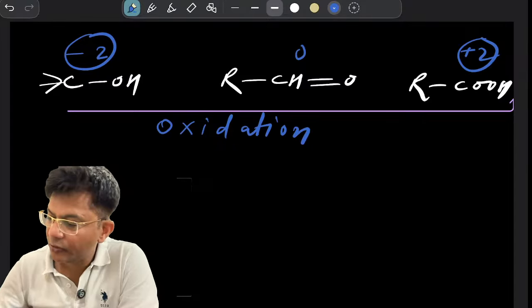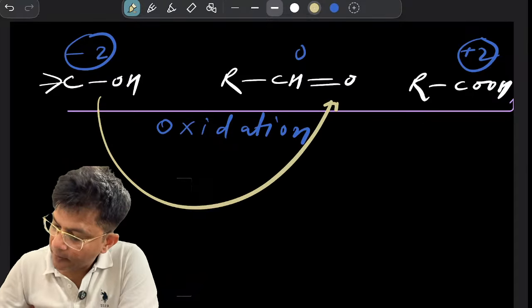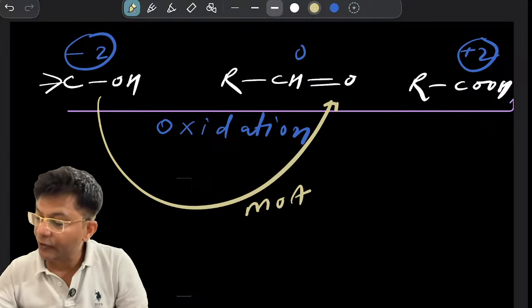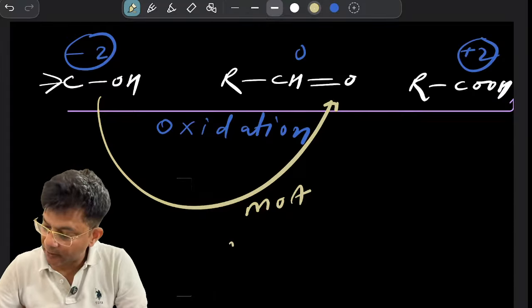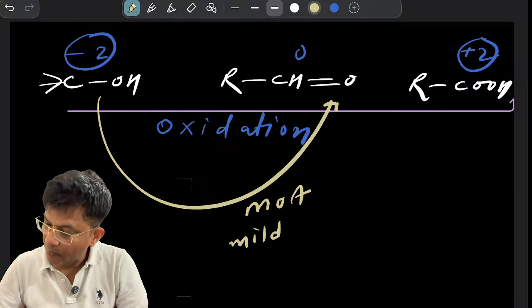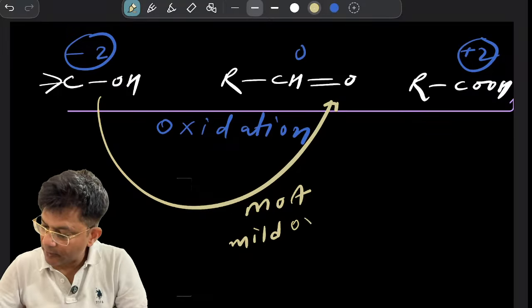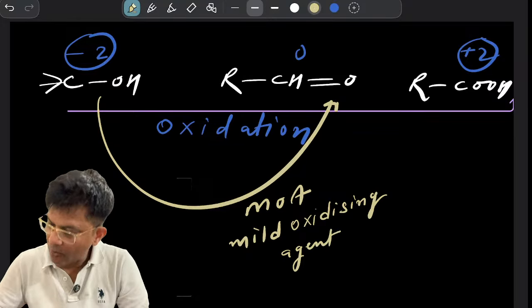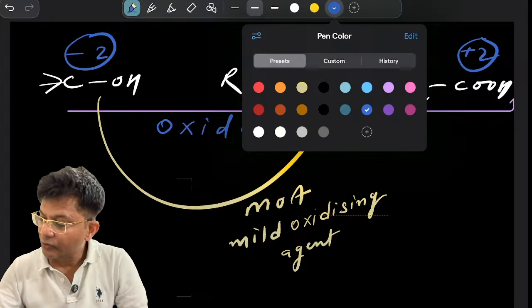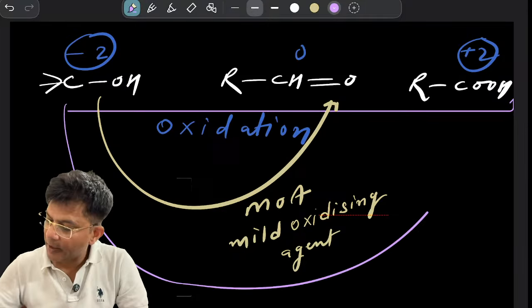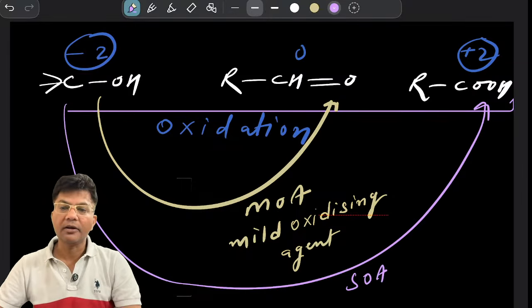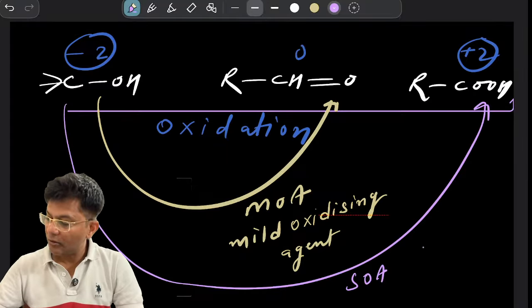Now, what I am going to tell you, if you use MOA, it will do oxidation only up to aldehyde, and MOA means mild oxidizing agent, right? Now, if you use SOA, a strong oxidizing agent, then it will take the reaction to acid. SOA means strong oxidizing agent. Everyone, are you getting my point? Strong oxidizing agent.